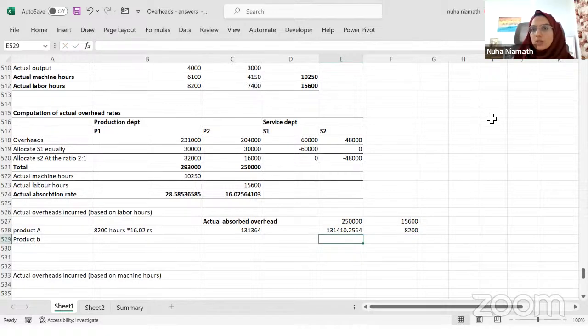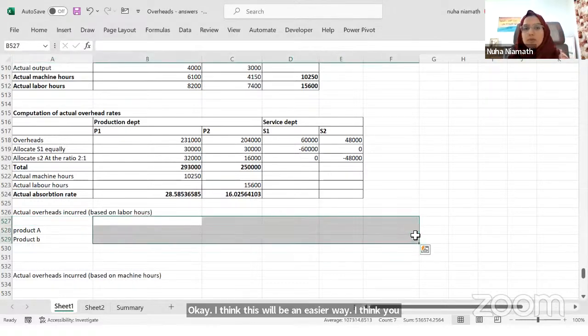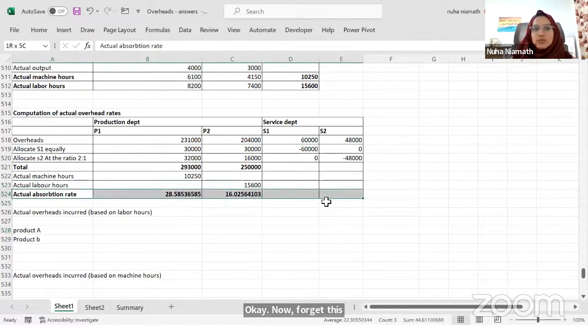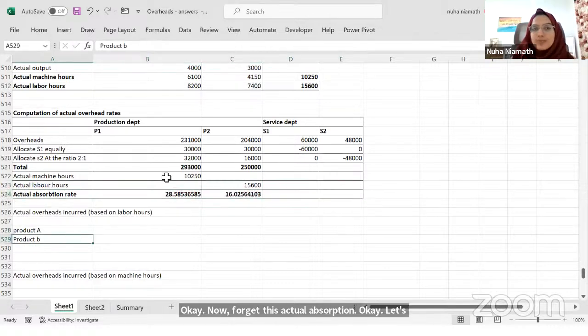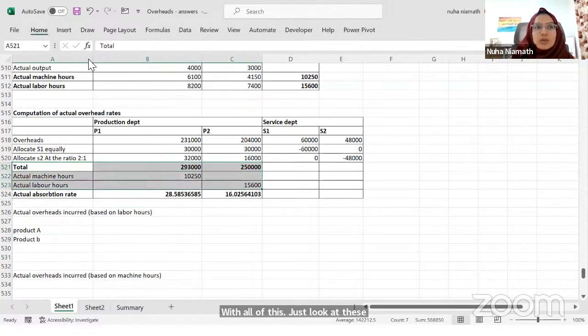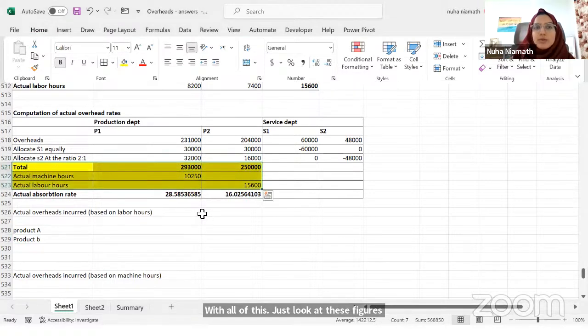Okay, I think this will be an easier way. I think you all are getting confused here for some reason. So now forget this actual absorption. Let's not confuse ourselves with all of this. Just look at these figures. Let me highlight this.